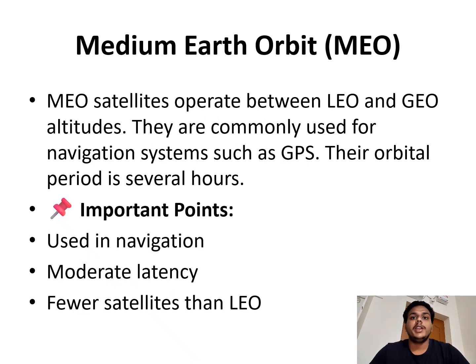Medium Earth orbit. MEO satellites operate between LEO and GEO altitudes. They are commonly used for navigation such as GPS. Their orbital period is several hours. They are used in navigation, moderate latency, fewer satellites than LEO.